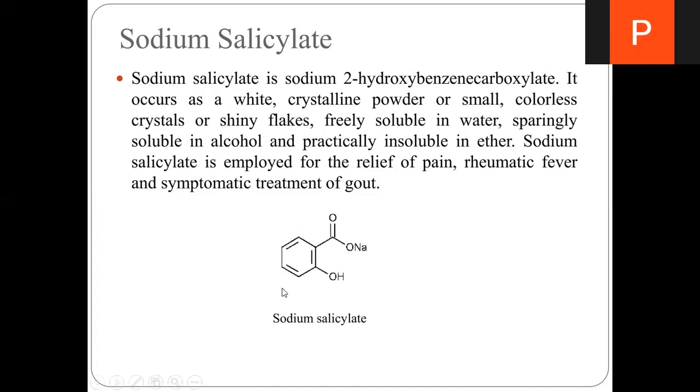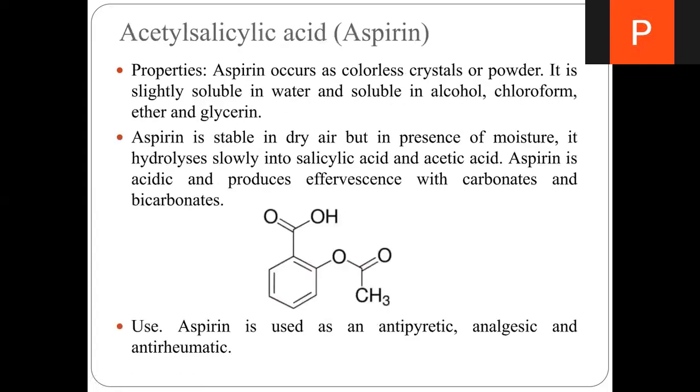So this is the structure of sodium salicylate. Generally, first of all, the structure of salicylic acid means a benzene ring attached with OH along with COOH. Actually, that is the structure of salicylic acid, 2-hydroxybenzoic acid, which is nothing but salicylic acid. One H is replaced by sodium, so that's why we get sodium salicylate. So this is the structure of sodium salicylate.